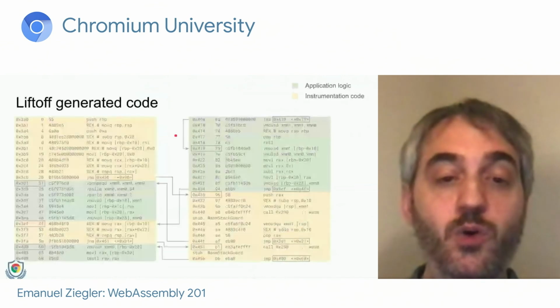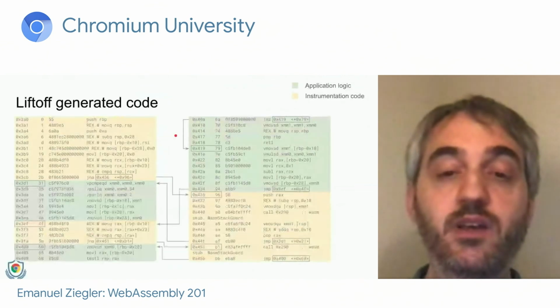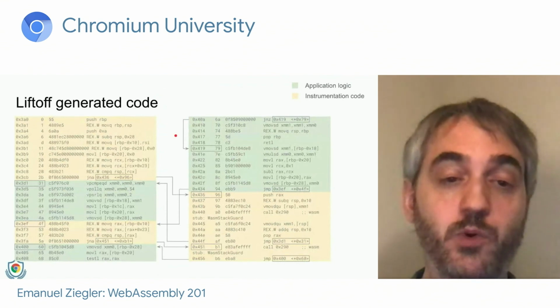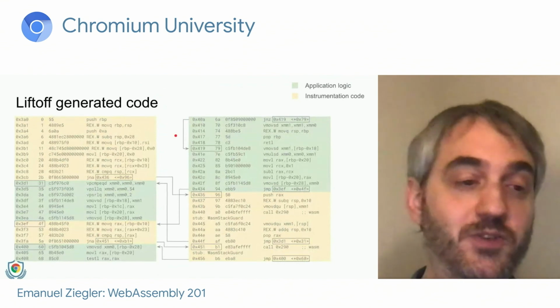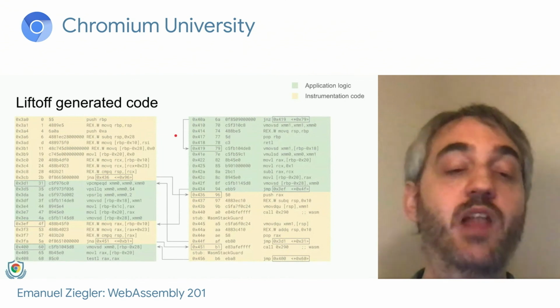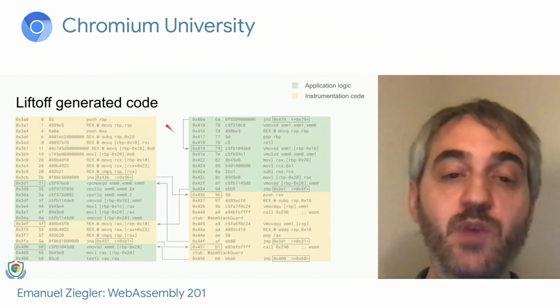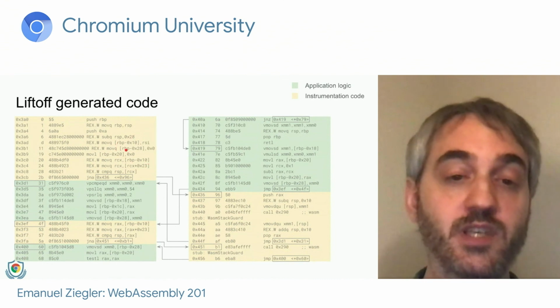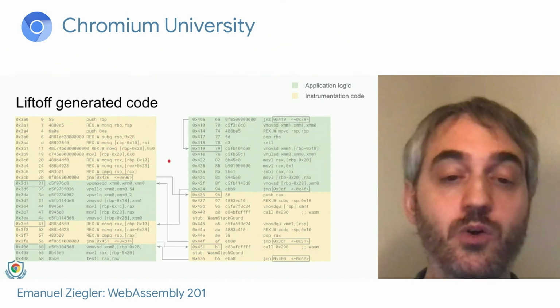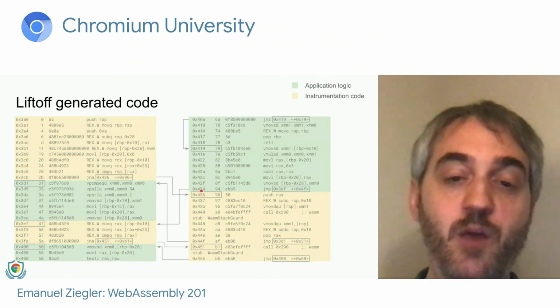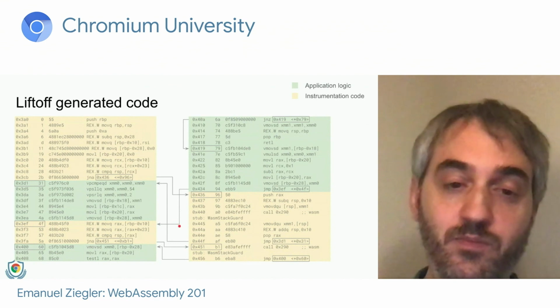The generated code in Liftoff is pretty faithful to the wasm code that we have put in. So basically, for every instruction in wasm, more or less, it will output a number of instructions in assembly code. You can see here we have a lot of the yellow code, which is instrumentation code, and also quite a lot of application logic, which seems a little excessive. There are quite a few jumps here, more than maybe you would expect.